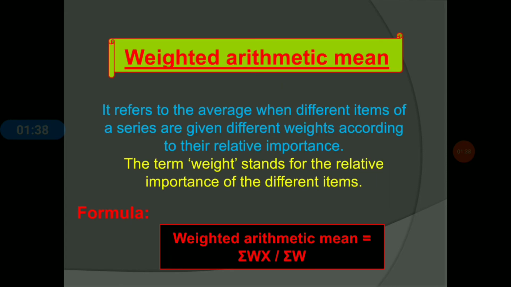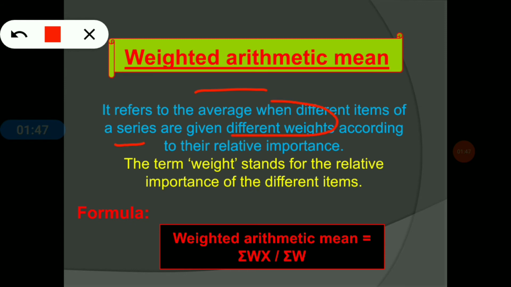So here we can see in the case of weighted arithmetic mean, it refers to the average when different items of a series are given different weights according to their relative importance. That is the basic difference between the simple arithmetic mean and weighted arithmetic mean. In the case of simple arithmetic mean, there are equally important variables, but in the case of weighted arithmetic mean, all variables have different importance, different weights according to their relative importance. That is the basic difference between the simple arithmetic mean and weighted arithmetic mean.